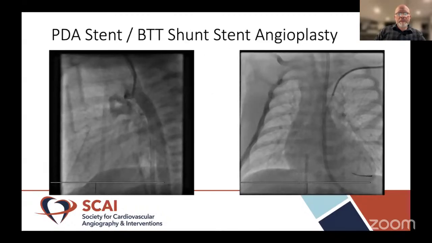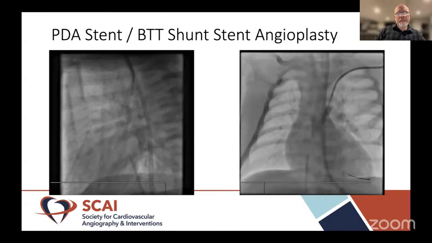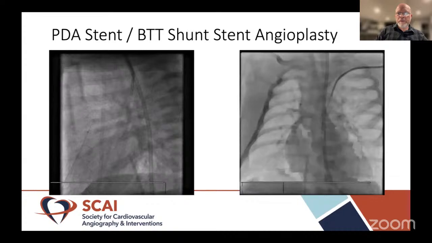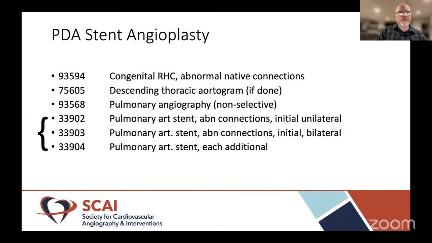The next one I want to talk about is either PDA stenting or BT shunt stenting for pulmonary blood flow. These have a couple of different scenarios in terms of the additional codes you can use, depending upon how you're approaching it and what you're doing. You can see here my catheter is coming in from the left arm because we did a left brachial arterial stick. But the approach isn't really what matters; it's more what you do once you get to it.